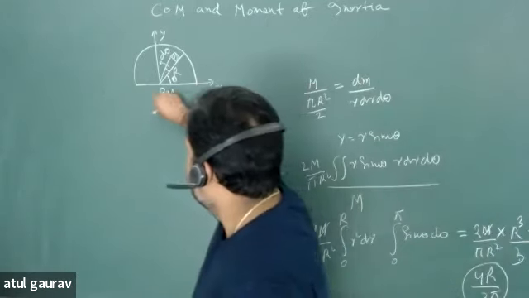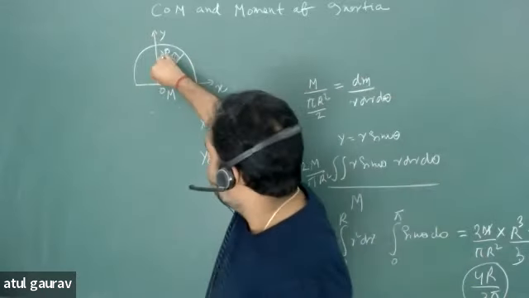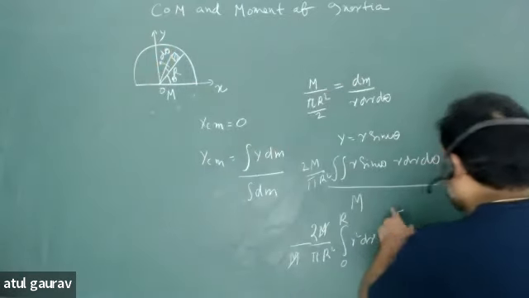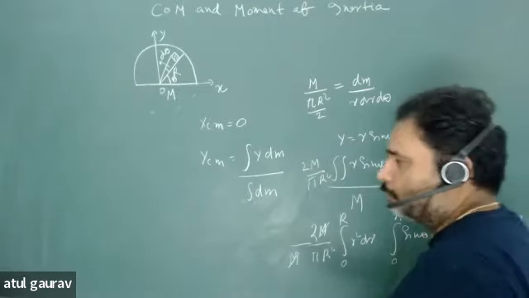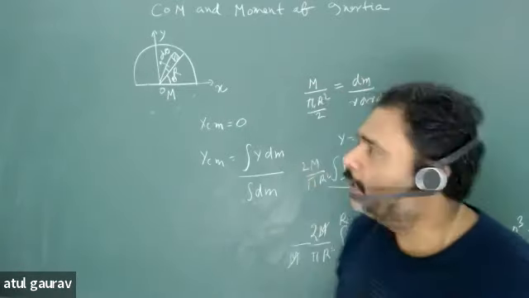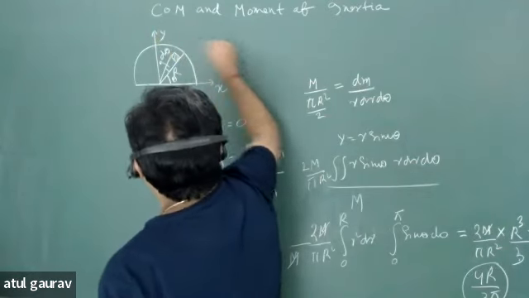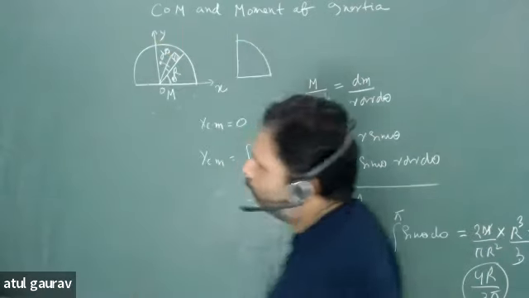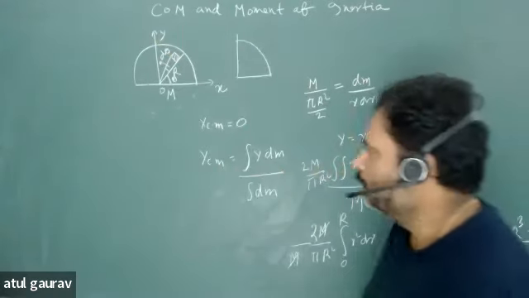If you are going for 2 pi, then you have a complete circle and you will get the center of mass here. Are you getting my point? If you take 0 to 2 pi, this will become 0, right? So if I am talking about the center of mass of this particular area, then you have to go for 0 to pi by 2, isn't it? So keep this in mind.